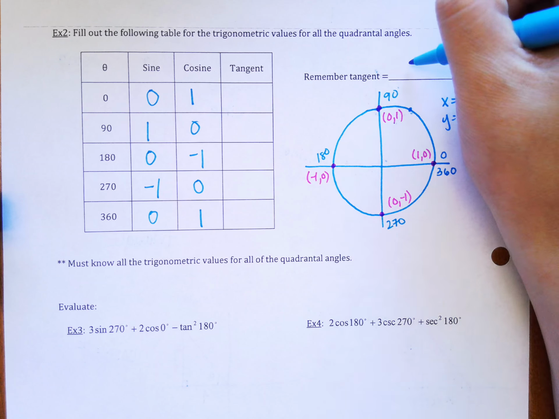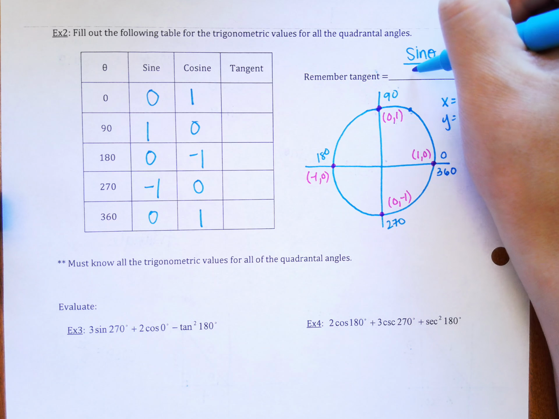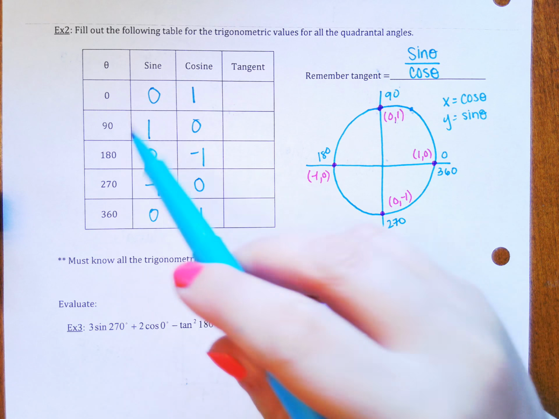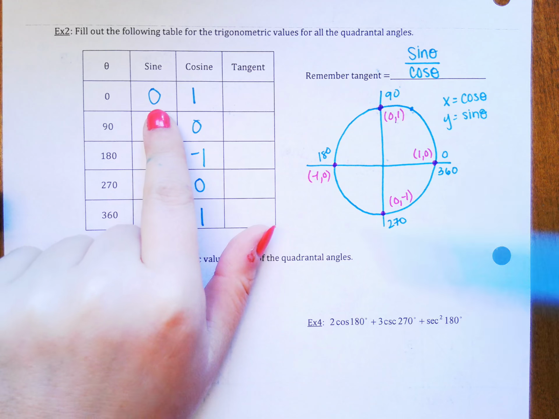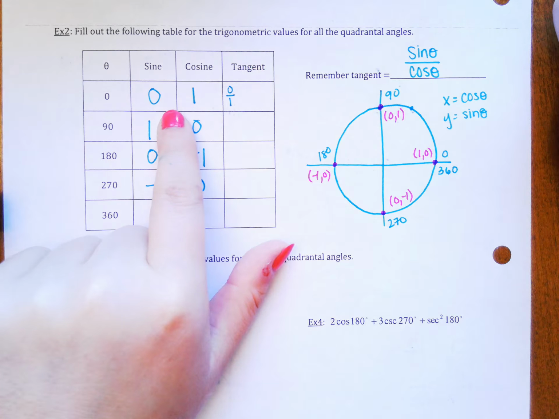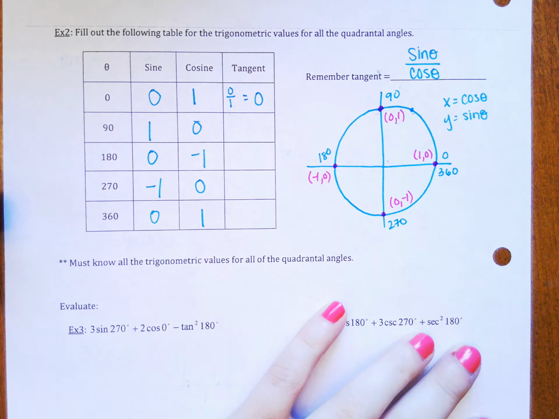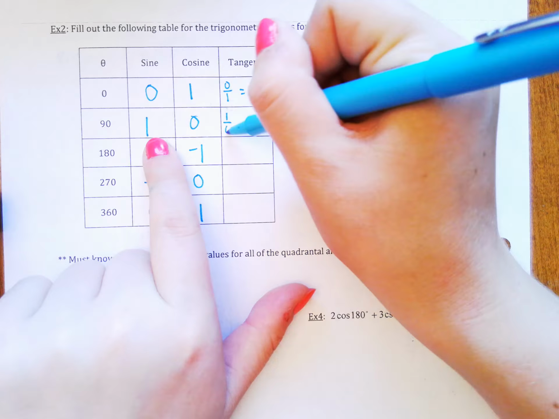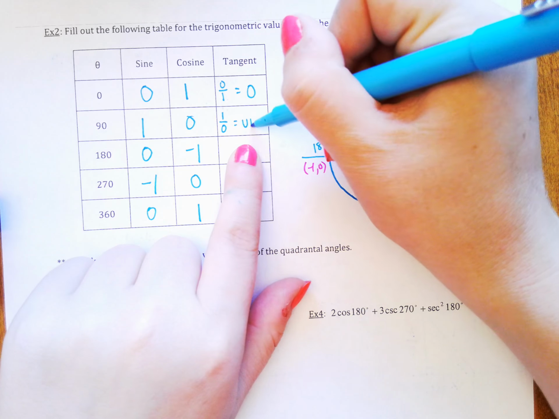Remember, tangent is defined by one of our quotient identities as sine over cosine, and that makes finding our tangent values at each of these quadrantal angles kind of easy. So if I arrange it this way, tangent at 0 is sine over cosine, that would be 0 over 1, which means the ratio of those two values is going to be 0 at that point. At 90 degrees, it'd be 1 over 0, which gives something that's undefined.